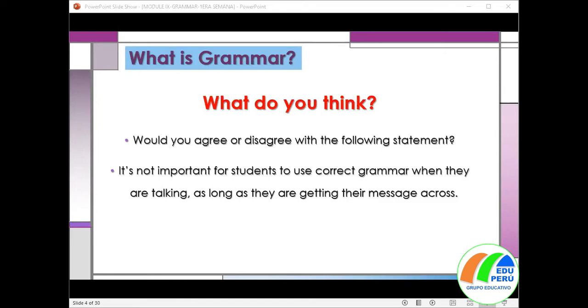Maybe we have this opinion about grammar because we relate it to a lot of rules and structures. We think it's not so important, that the most important thing is to communicate, and that rules are too boring and too complicated for our students. But notice, grammar is not only rules. As we have seen in the definitions before, grammar is the structural foundation.